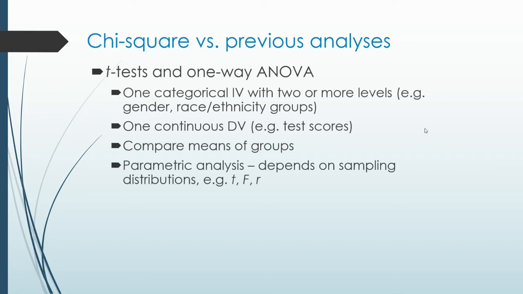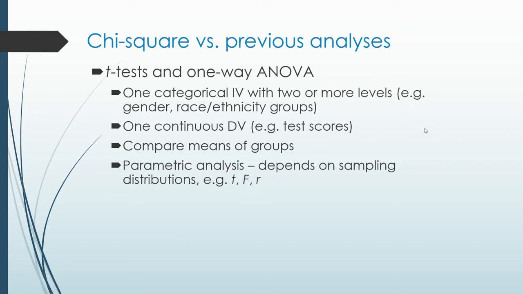So in comparison to the things that we've learned thus far in this class, such as the t-test and the ANOVA, there's some real differences between them. First of all, recall that when we perform a t-test or an ANOVA, we have one categorical independent variable that has two or more levels. In other words, gender, for example, you have male, female, race, ethnicity, subgroups. You might have Asian, African American, Hispanic, and white students. So you've got these different levels that form that one categorical variable.